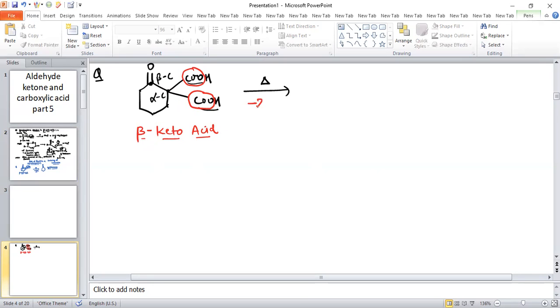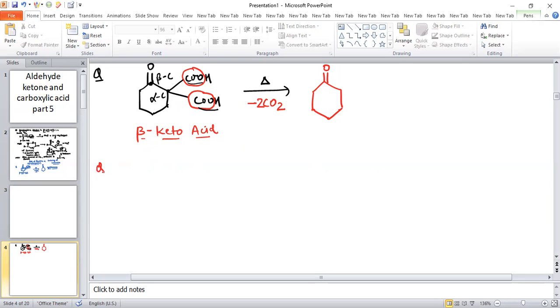So how many moles of CO2 gas will be released? 2 moles of CO2 gas will be released and it will form the compound like this. So both CO2 gas will be removed and we obtain this product.